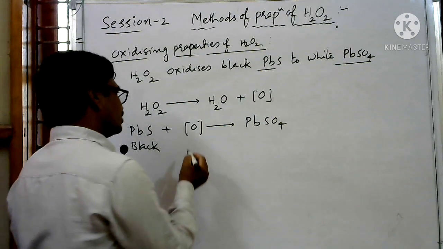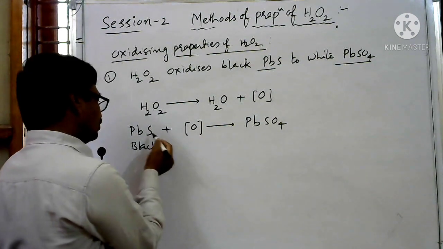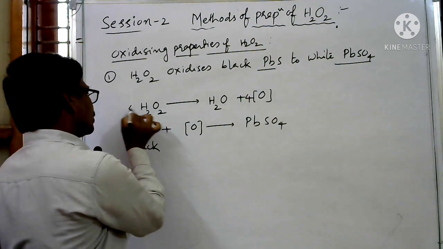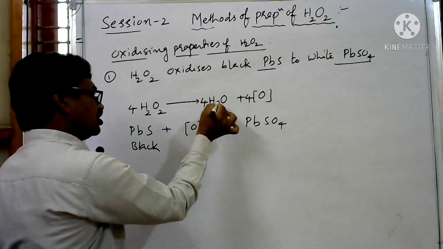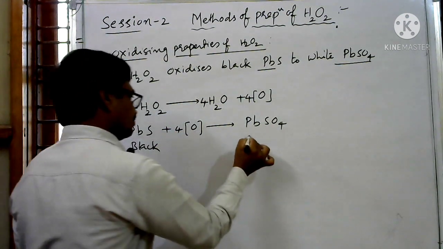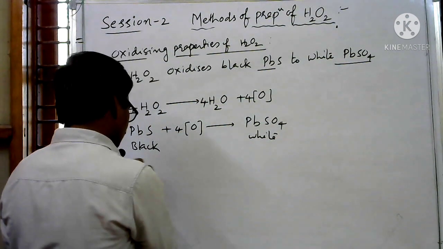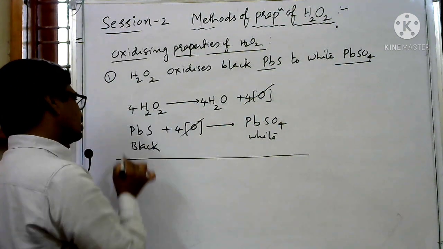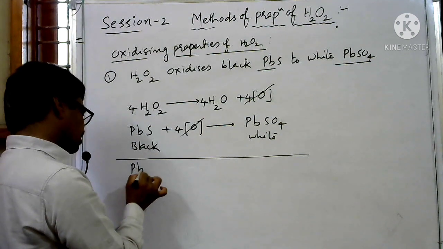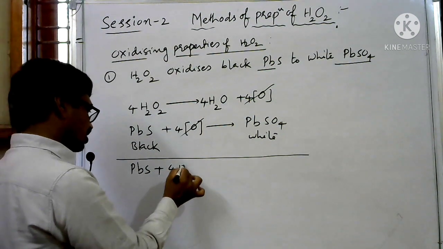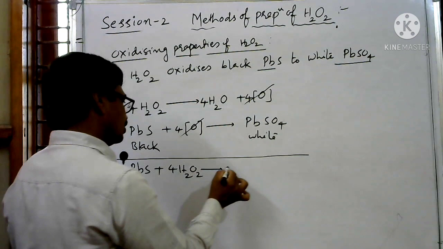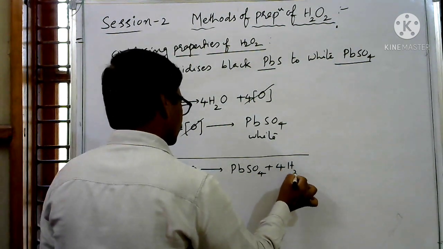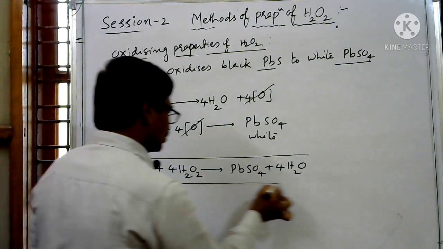So this is the black one. How many oxygens are there in the product? Four, but here only one oxygen, so we should take 4 oxygens. For getting 4 oxygens, we should take 4 H2O2, and 4 H2O is produced. This is white. If you write these two reactions, the 4 nascent oxygens get cancelled. So here I am writing PbS, 1 mole, plus 4 H2O2 gives PbSO4 plus 4 H2O. See, this is the oxidizing property.